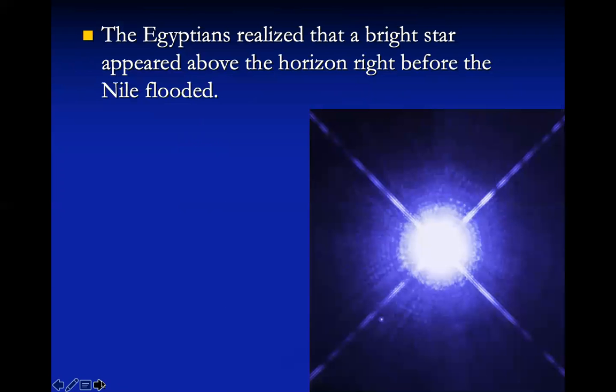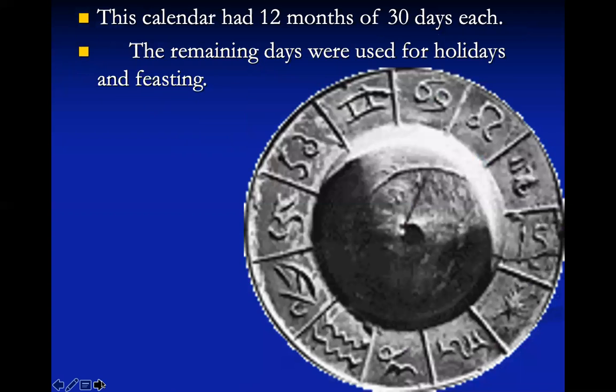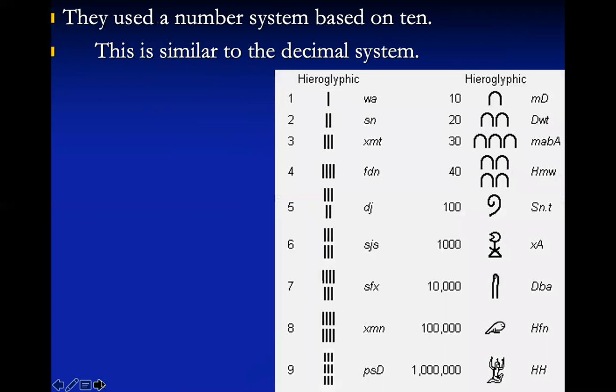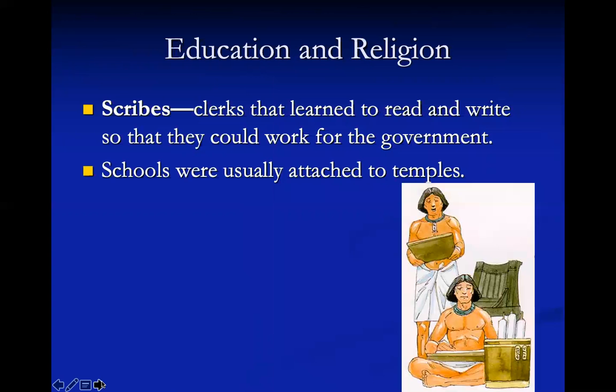The Egyptians realized a bright star appeared above the horizon right before the Nile flooded. The time between one horizon of the star and the next was 365 days, a 365-day calendar. 12 months, 30 days each. The remaining days were used for holidays and feasting. They used a number system. They used geometry to build the pyramids, even though it wasn't called geometry back then.